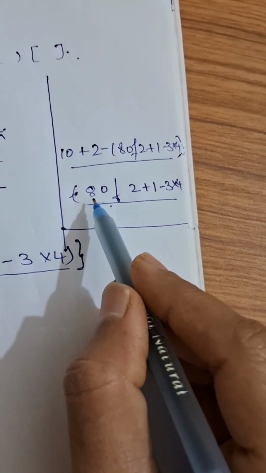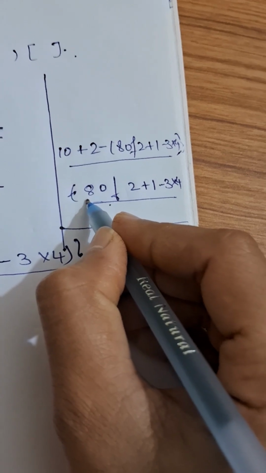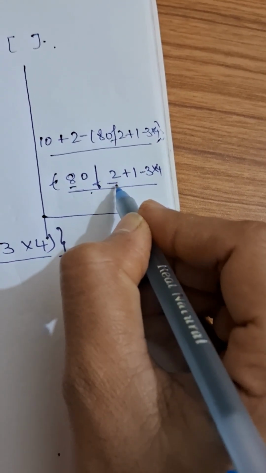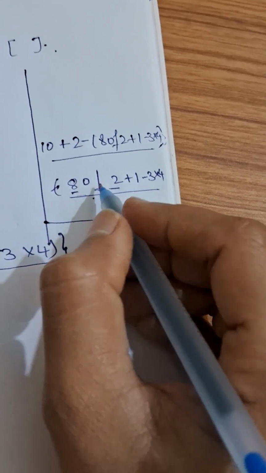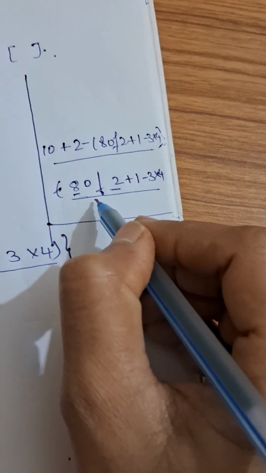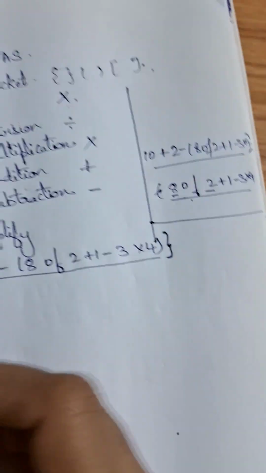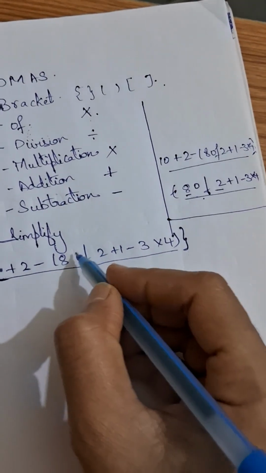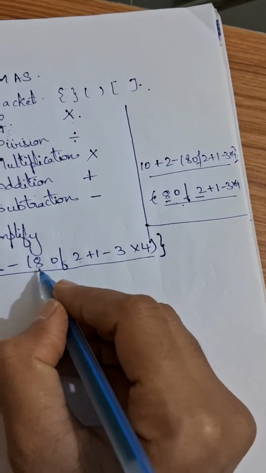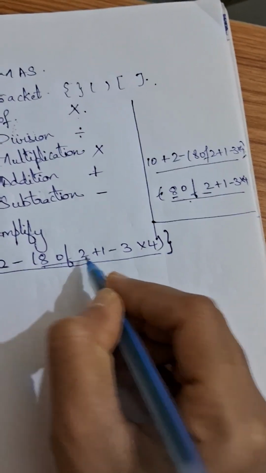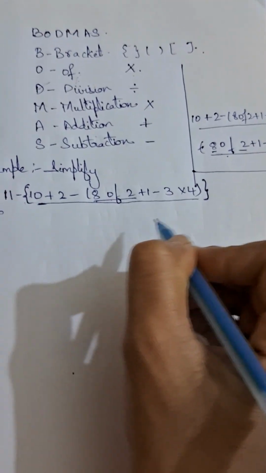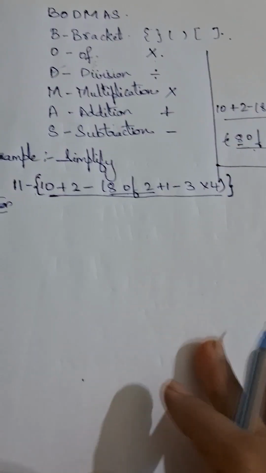So first the terms which are present on either side of the off, you have to solve this one. And yesterday only I told you, in the place of off you have to substitute the multiplication symbol. So first you have to solve 8 of 2. So except this term, all remaining terms will be the same.